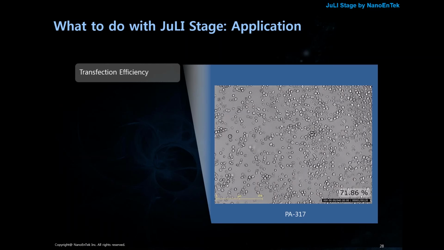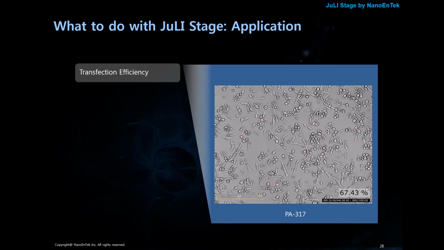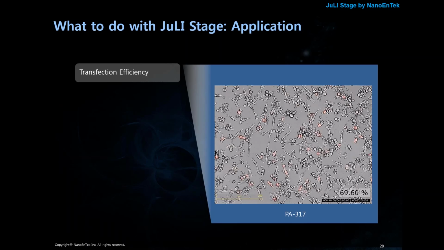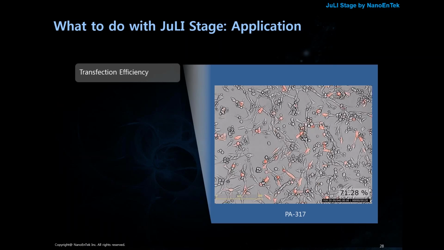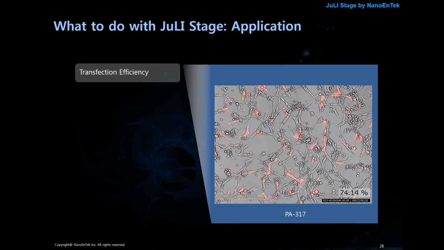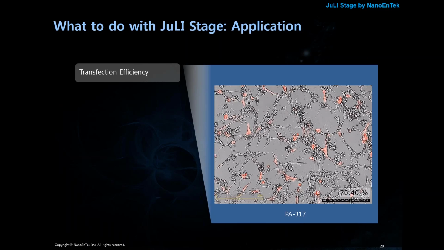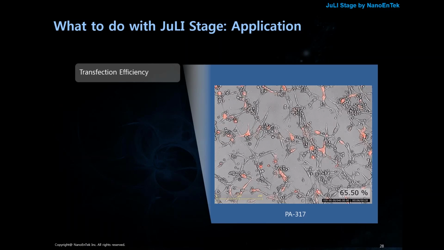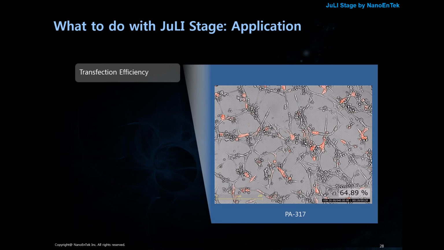And this slide shows the transfection efficiency experiment. After PA317 cells were transfected with red fluorescence gene, cells were monitored and quantified for their transfection efficiency for 40 days with an interval of 20 minutes. The cells that took the red fluorescence gene are expressing this red fluorescence protein, and we can observe this with the JuLI Stage, and we can know which cells took up the red fluorescence gene.